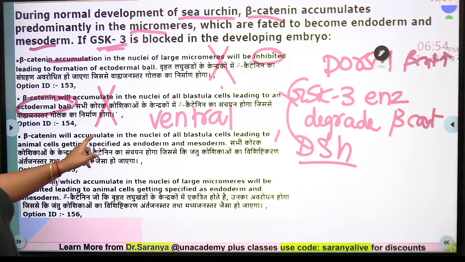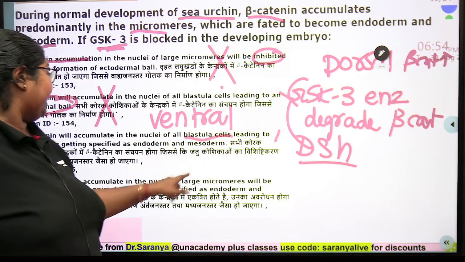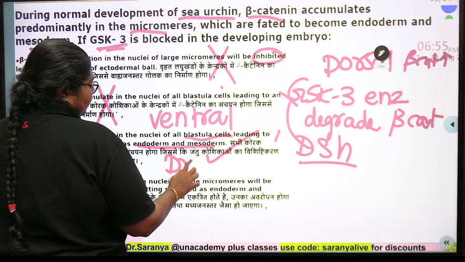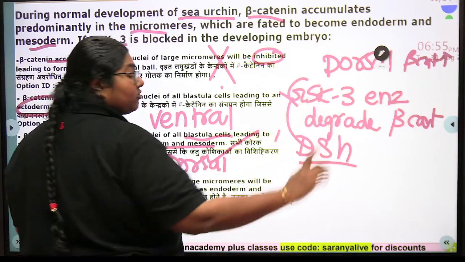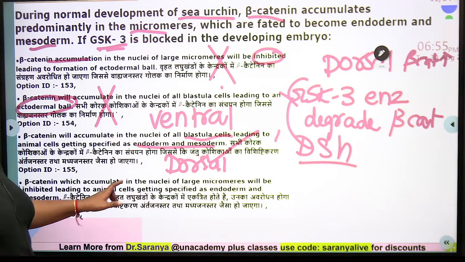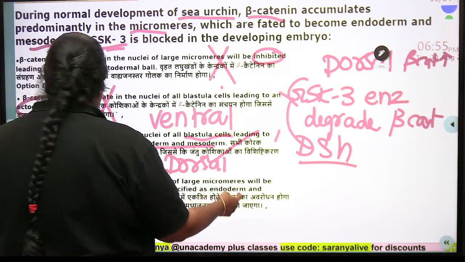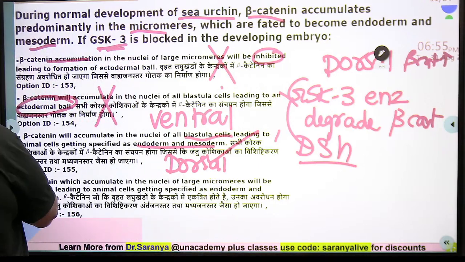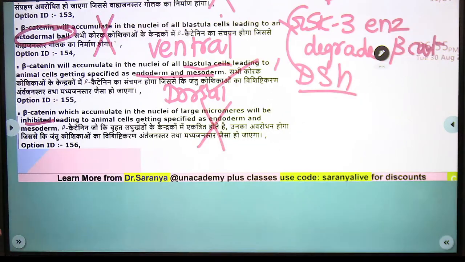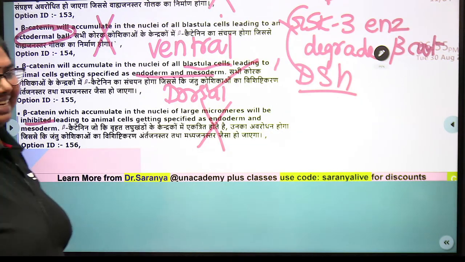Beta catenin will accumulate in the nuclei of all blastula cells, right? It will form your endoderm and mesoderm. Exactly. That is your dorsal fate. So that is what is going to take place. Beta catenin will accumulate in the nuclei of the large micromeres only, so that will be inhibited. Not at all. It is not going to get inhibited. So the only correct answer is option C.